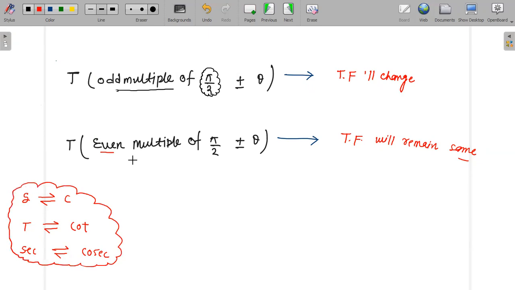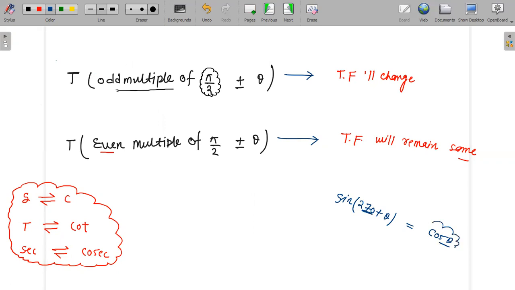But what about the case when we have an even multiple of pi by 2? In that case, if the trigonometric function is sine, then it will remain sine corresponding to angle theta. For example, let me take 270 plus theta. First of all, we need to think about this 270: what multiple of 90 is it? If it is an odd multiple of 90, then your trigonometric function will definitely change, and sine will change to cosine corresponding to angle theta.